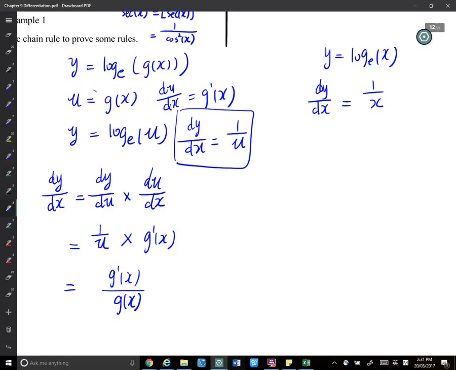I'm not going to prove the rest. You can use a similar idea to prove all of this: the exponential, sine, cosine, and tangent. You can use the idea to prove all of that.